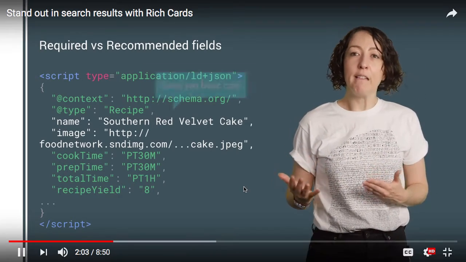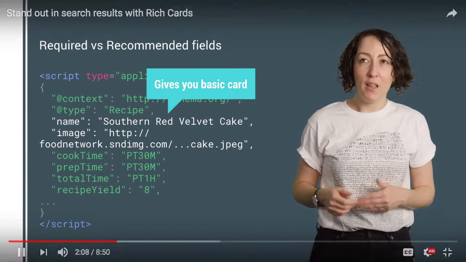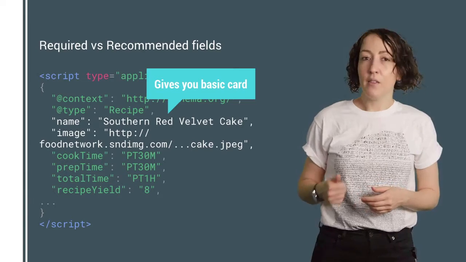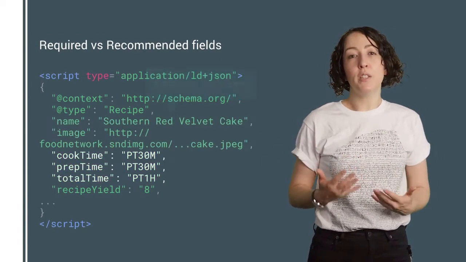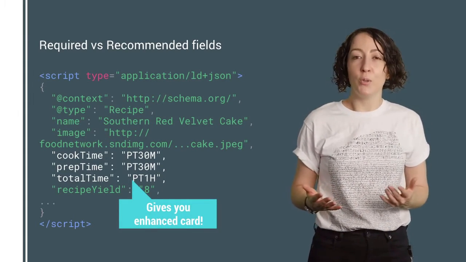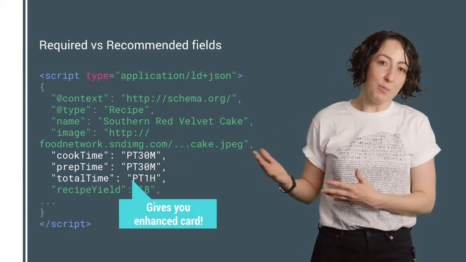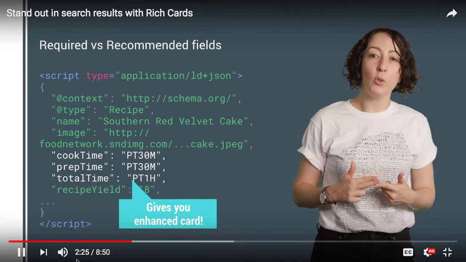Each type of rich card has fields without which we cannot display it in search. So for example, for recipes, that's name and image. But you can add more fields to make your cards richer and more attention grabbing than everything else that we show on the search results page. Again, for recipes, you can add calories, you can add preparation time, you can add ingredients.